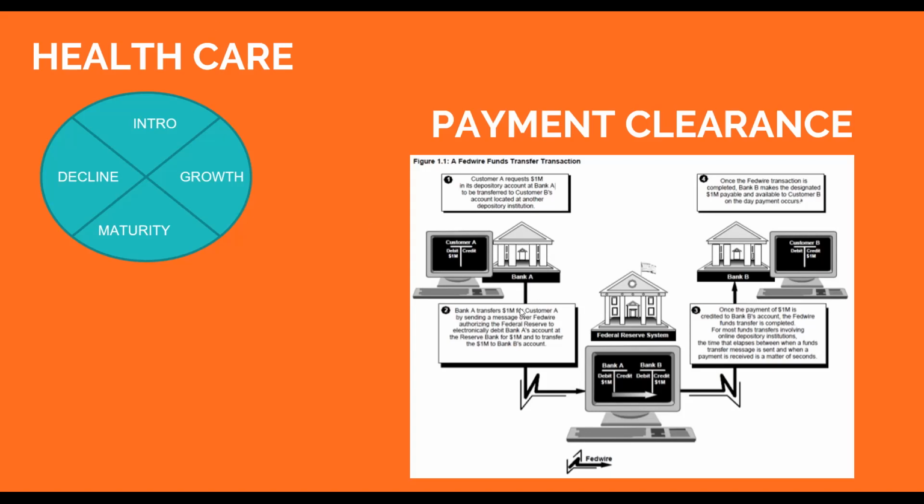Whenever Bank A transfers $1 million for customer A, it sends a message over Fedwire. What is the term? Fedwire. Exactly. So Bank A transfers $1 million for customer A by sending a message over Fedwire, authorizing the Federal Reserve to electronically debit Bank A's account at the Reserve Bank for $1 million and transfer the $1 million to Bank B's account. Now, when we talk about Bank A's account and Bank B's account, what exactly happens?